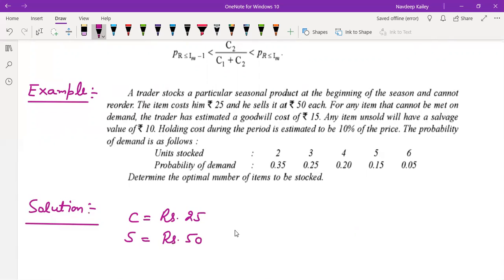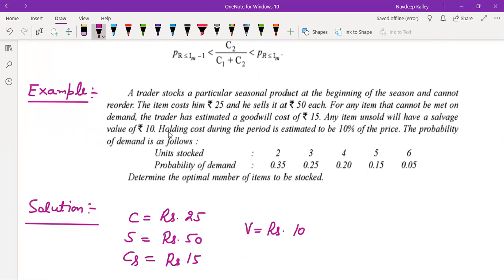For any item that cannot be met on demand, the trader has estimated a goodwill cost of rupees 15. That means the unit shortage cost is rupees 15. And next, any item unsold will have a salvage value of rupees 10. That means salvage value capital V is rupees 10.